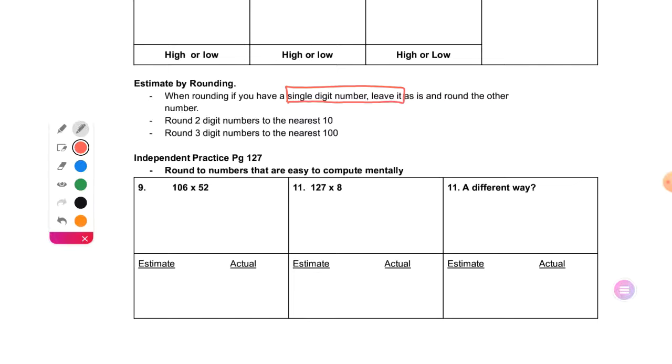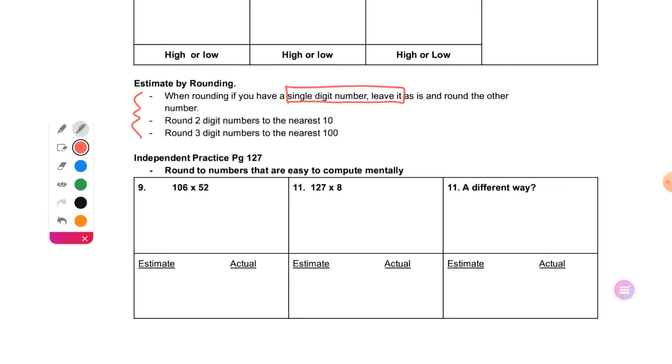If you have a 2-digit number, what's it telling us to round it to? The nearest 10. If we have a 3-digit number, we can round it to the nearest 100. Okay, that's just some general rules. So you may want to pay attention to those.